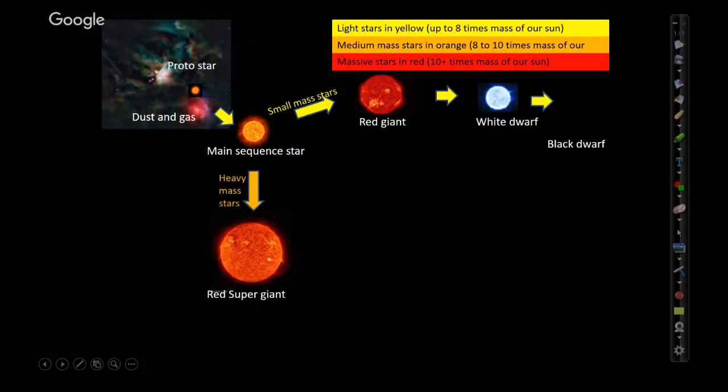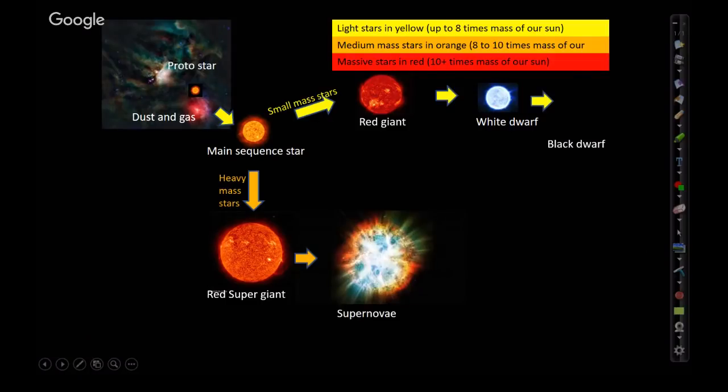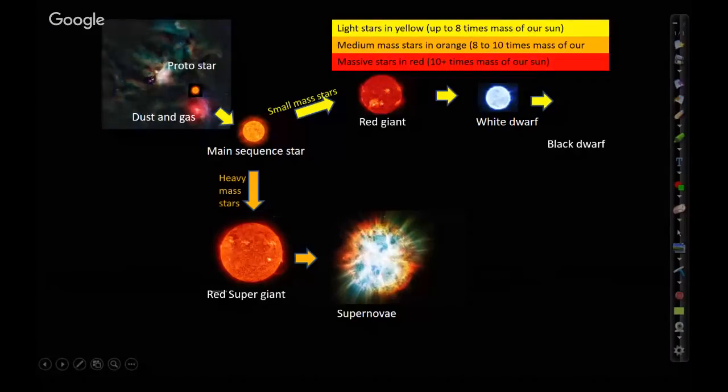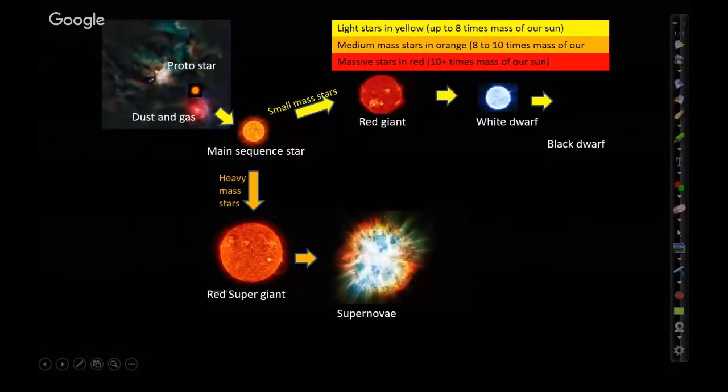Now, for heavier stars, anything heavier than 8 times the mass of our Sun, heavier mass stars will turn into a red supergiant. Now, the red supergiant will expand very large and will keep using up its fuels inside there, producing all of the elements all the way up to iron. Now, once it's used all of its fuel up to iron in the process of fusion, it's going to collapse in on itself really rapidly. And when it collapses in on itself, it causes a huge explosion. The largest explosions in the universe are supernova, at the death of a star.